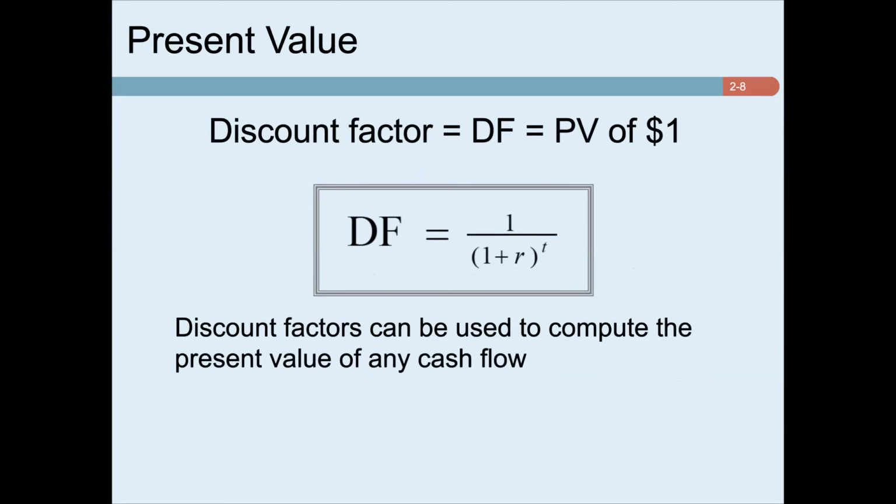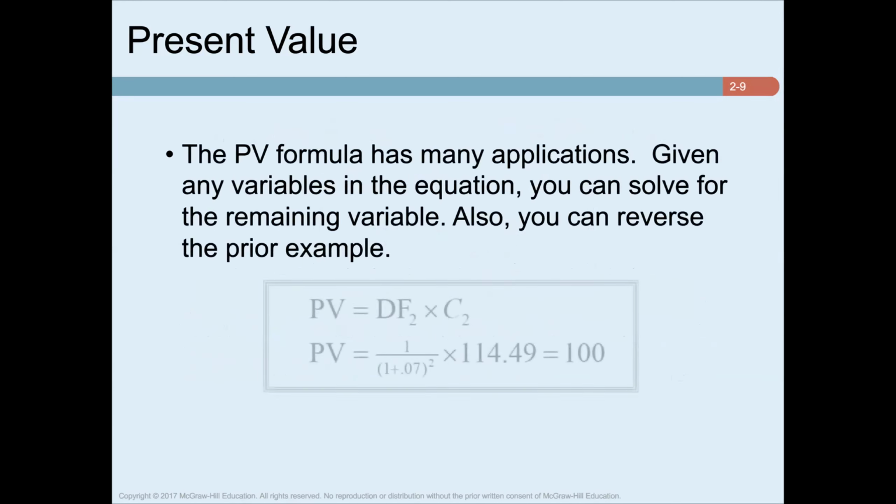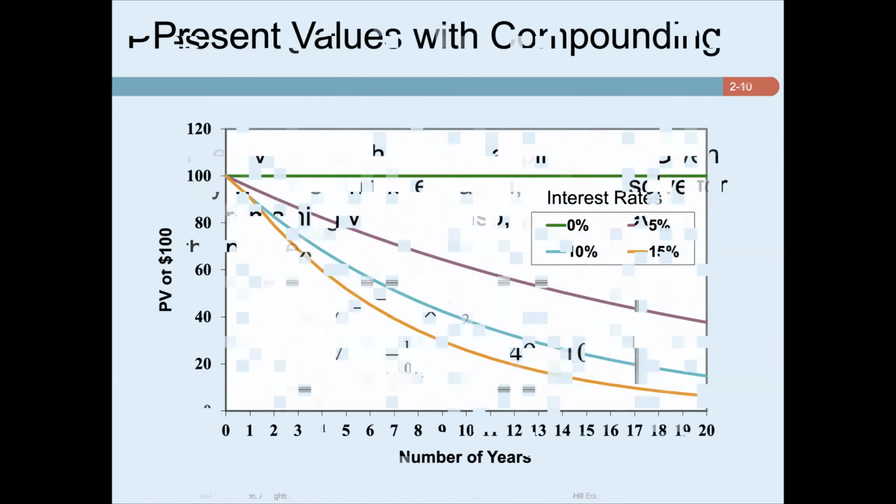So we have the discount factor, divided by the rate of return plus 1 to the power of t. So that's our present value. So present value, we can use the future value, okay? In this case, it's 114.49 divided by 1 plus 0.07 to the power of 2. So when you calculate it back, the present value will be $100.